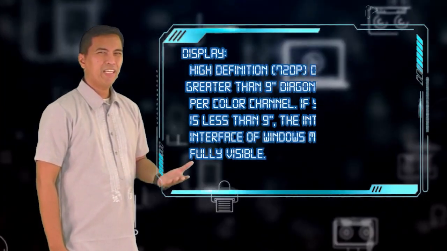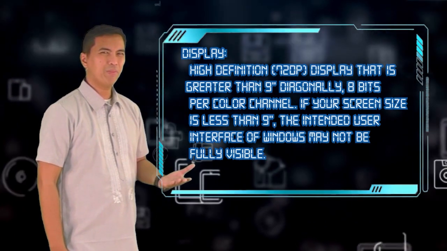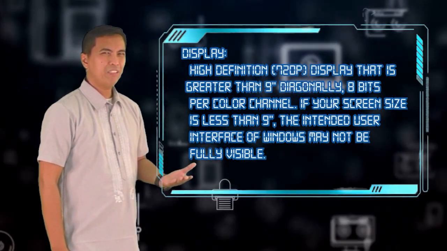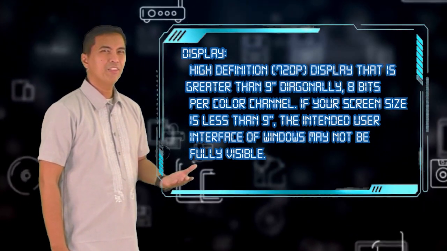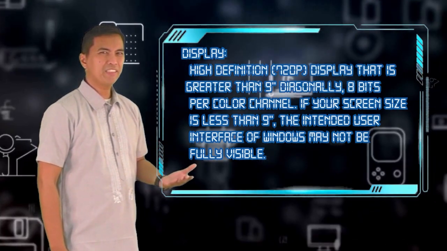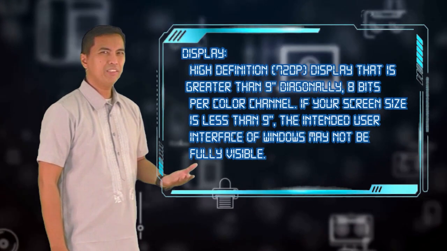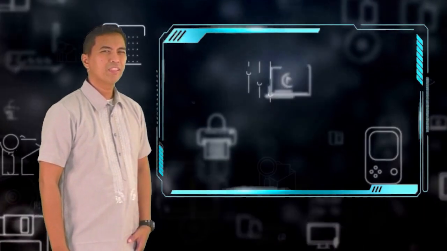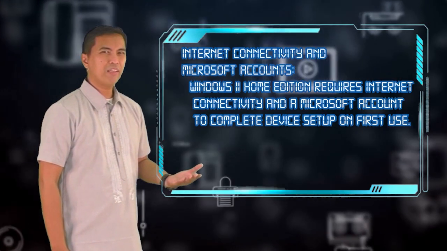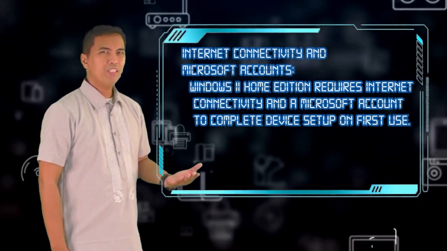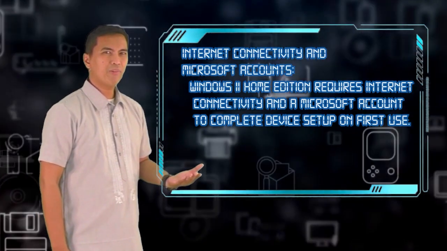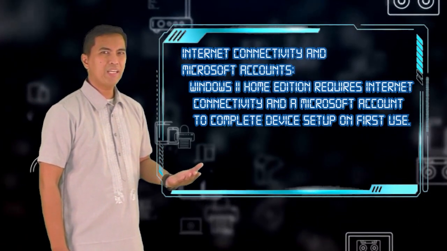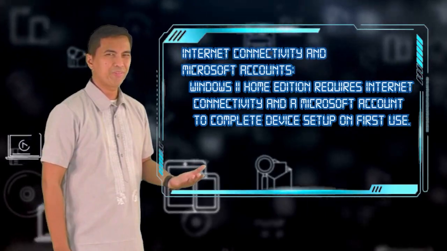Display, high definition 720p display that is greater than 9 inches diagonally, 8 bits per color channel. If your screen is less than 9 inches, the intended user interface of Windows may not be fully visible. Internet connectivity and Microsoft accounts. Windows 11 Home Edition requires internet connectivity and a Microsoft account to complete device setup on the first use.